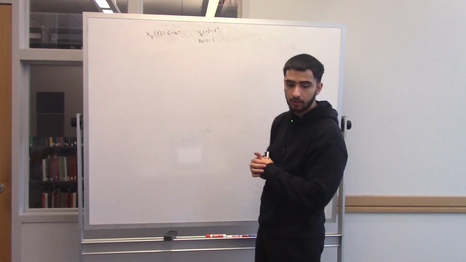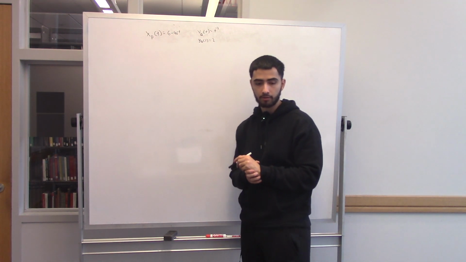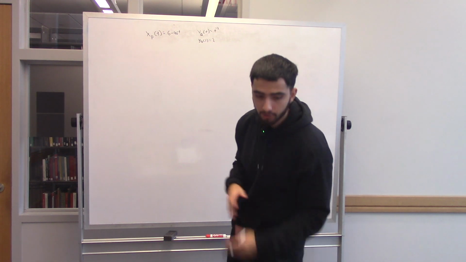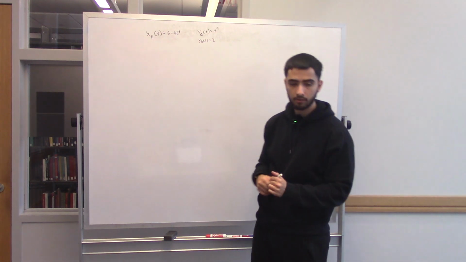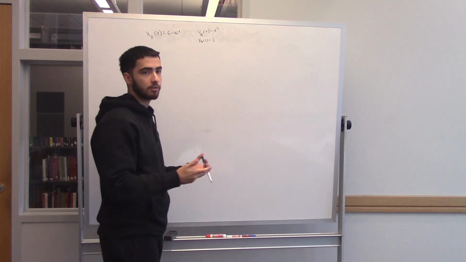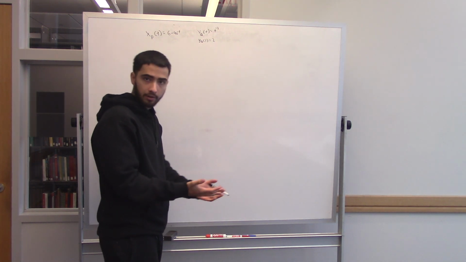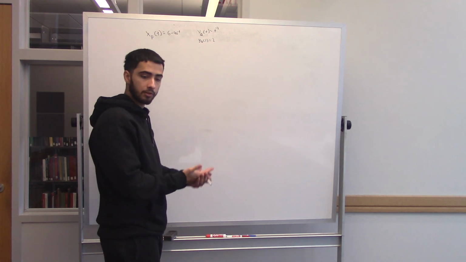Alright? Now, for part A, we're asked to find the velocity of the particle at time t, which just means a general function for the velocity. Okay? So, how do we go from position to velocity? Well, position is just some number, and velocity is a rate. So, we take the derivative with respect to time.